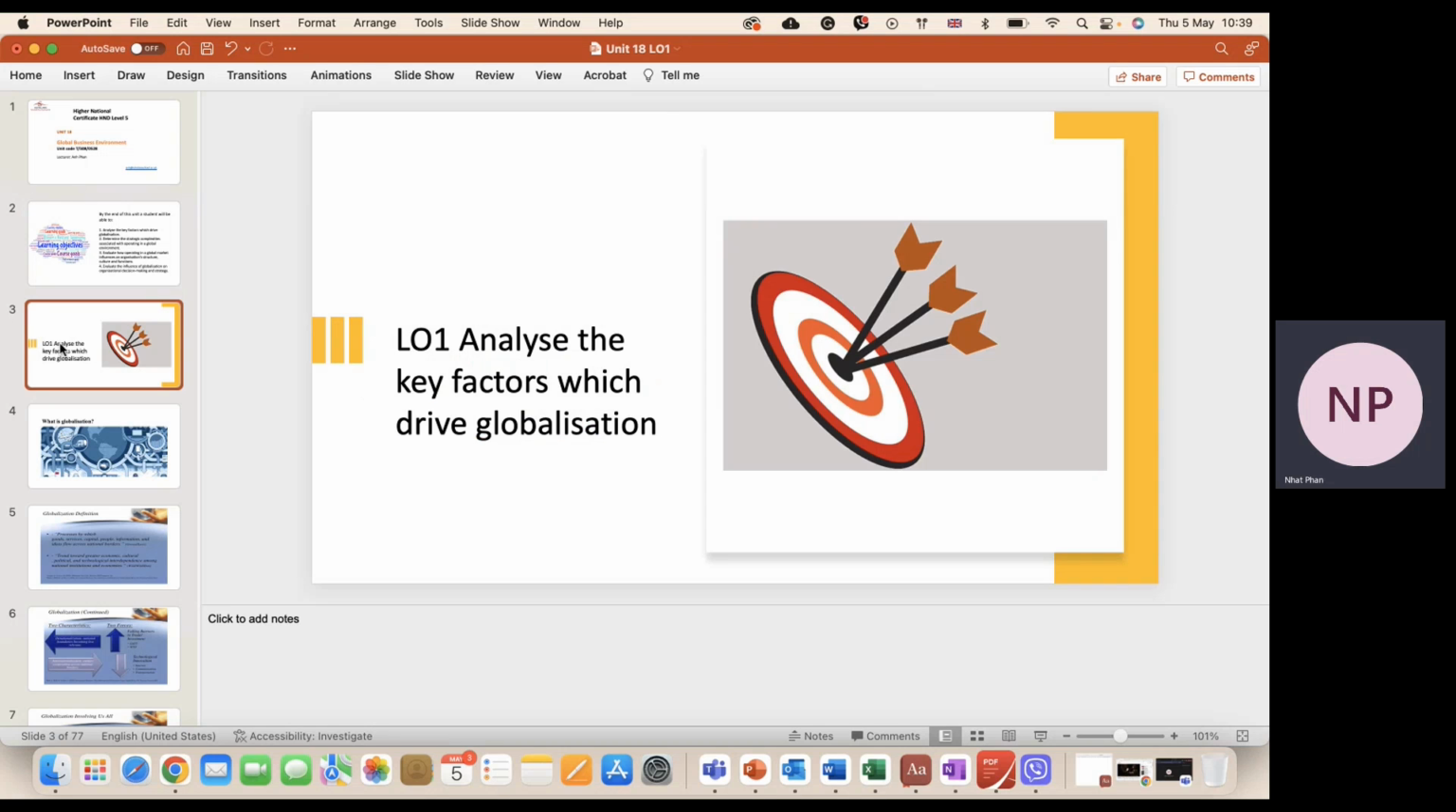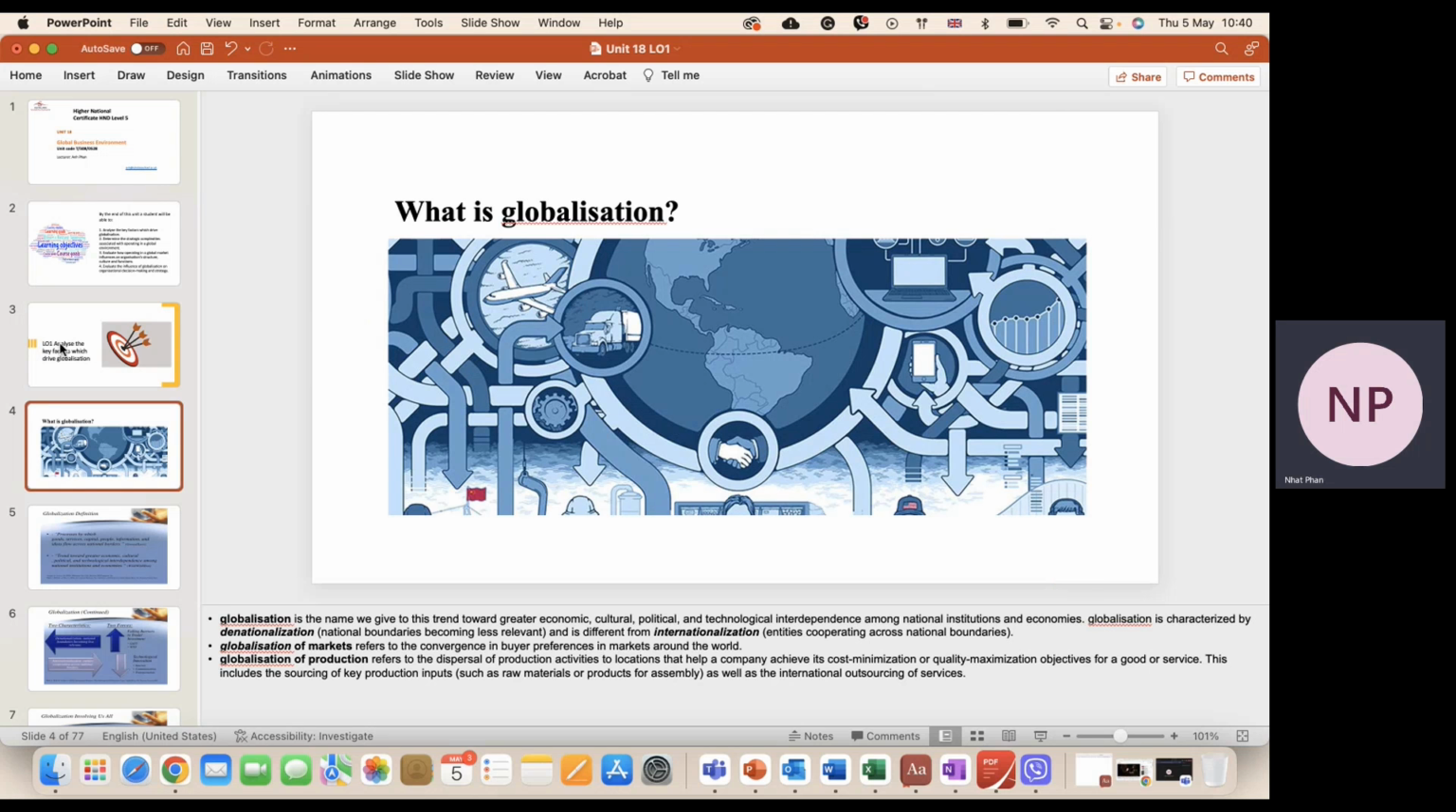For the first learning objective, you will focus mainly on analyzing the key factors that drive globalization. So we go to the first concept: what is globalization. Globalization is the term that you have been hearing a lot nowadays, especially with the rise in technology and digital information. You've heard a lot about TikTok, Facebook, Instagram. Those are the things that push globalization to happen.